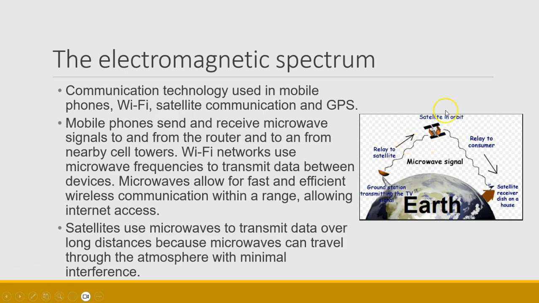The way satellite communication works with microwaves is that satellites pick up data relayed from a transmitter on the ground, and then they send it to the consumer. And the reason that we can use microwaves for this is because microwaves can travel large distances through the atmosphere with minimal interference from things like cloud cover, for example, or rain.